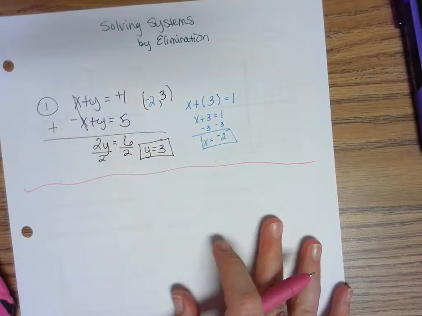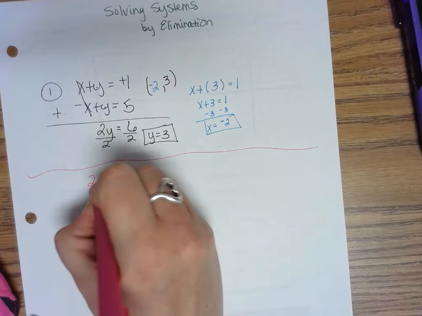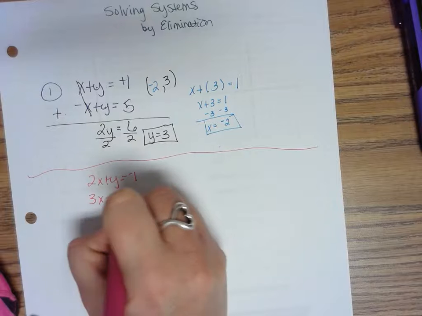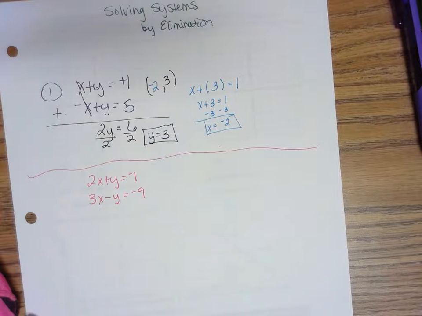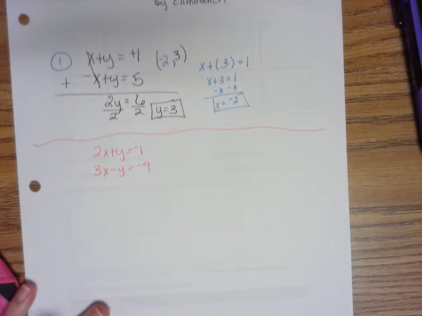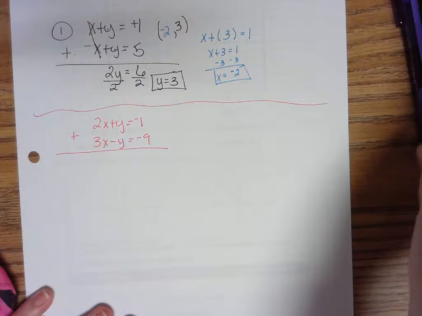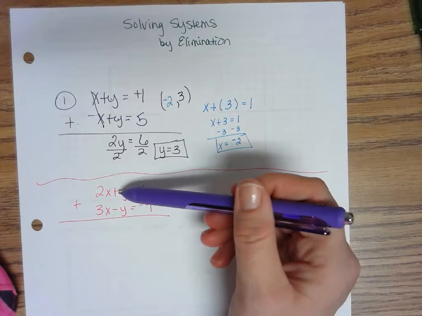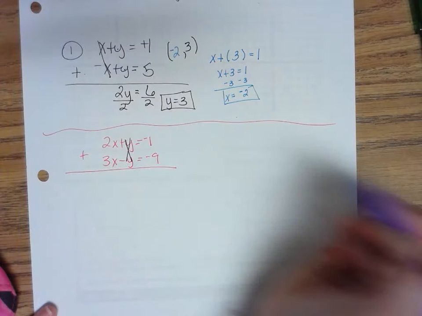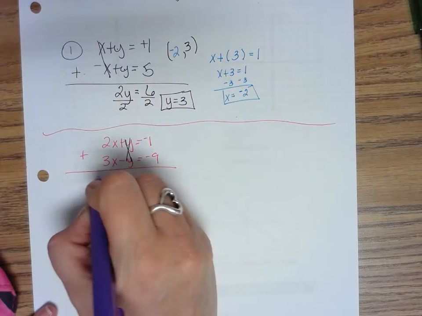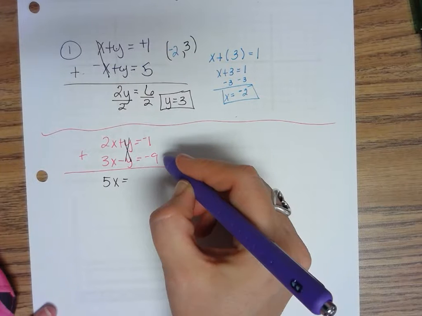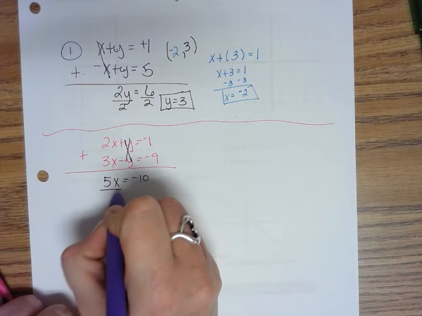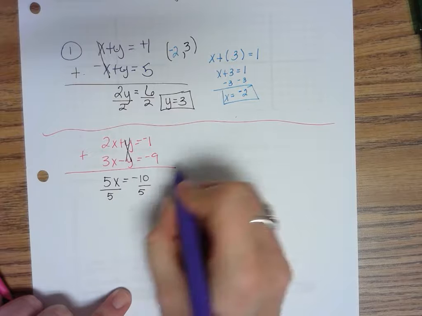So let's work another one. 2x plus y equals negative 1, and 3x minus y equals negative 9. Now, again, if I go ahead and add these, but this is different. See here, my x's canceled one another before; now y minus y is going to eliminate. So I got 5x equals negative 1 plus negative 9 equals negative 10. So I'm going to divide by 5.